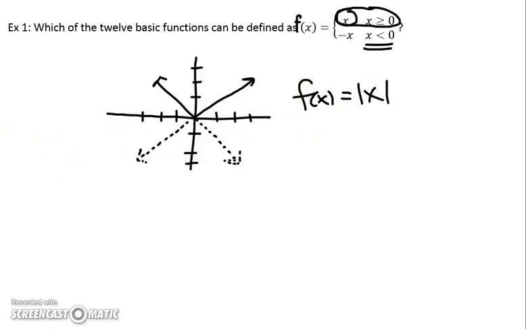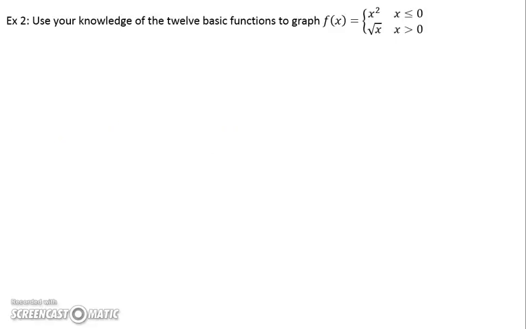So let's look at graphing another one of these things. Use what you know about the 12 basic functions to graph f of x equals x squared if x is less than or equal to 0, or the square root of x if x is greater than 0. So we're going to do just a quick sketch. We're not going to have the precise numbers, so I'm not really going to put scales on the x or y. But we know what x squared looks like. X squared is going to look like, so let's call this one red, x squared is going to look like this.